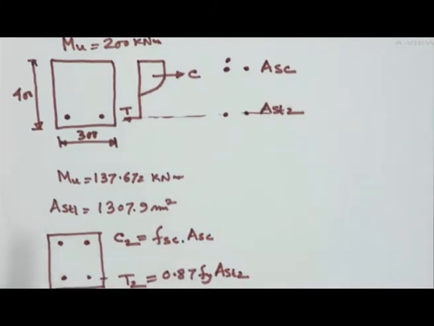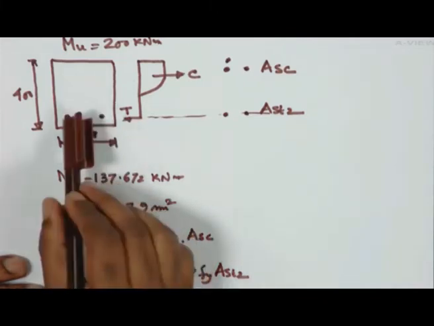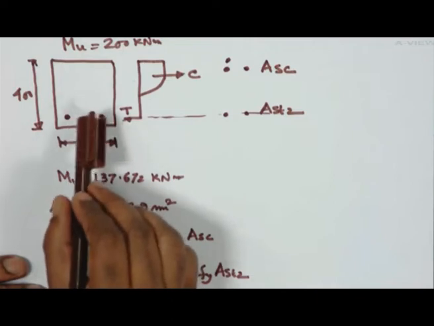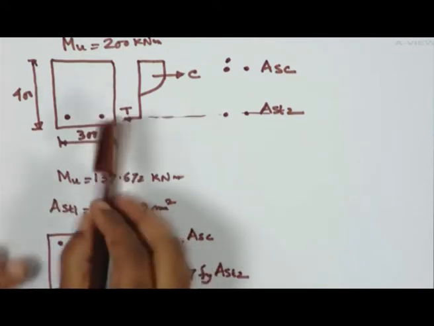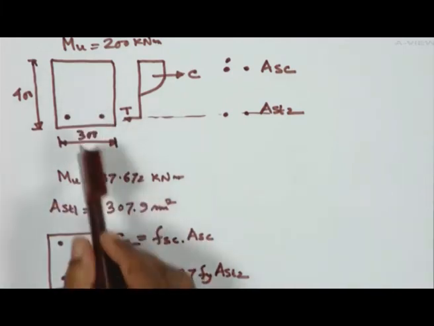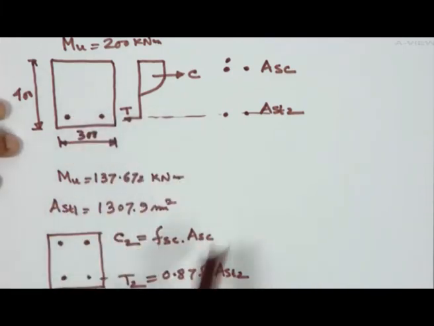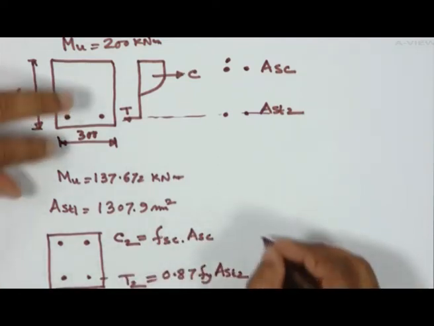If I increase it, then it will be unbalanced. So I have to provide in both sides. So here the problem is that I am providing this at the same level, because I am having the strain of 0.0038. Please note, we are having the strain of 0.0038. So I can use the same formula, that 0.87 FY Ast2, but here we have a difficulty.